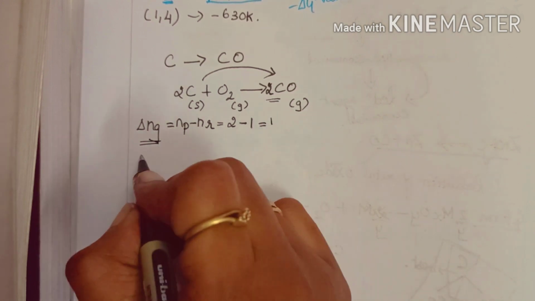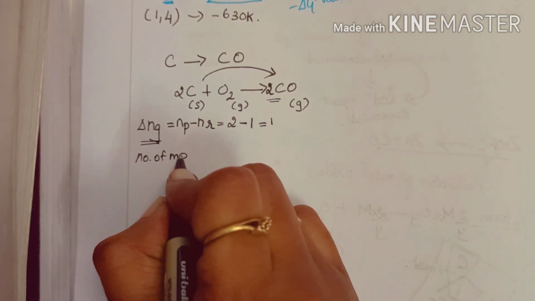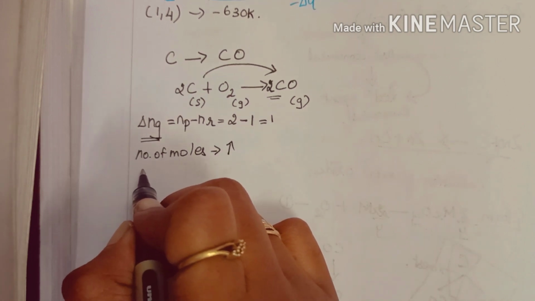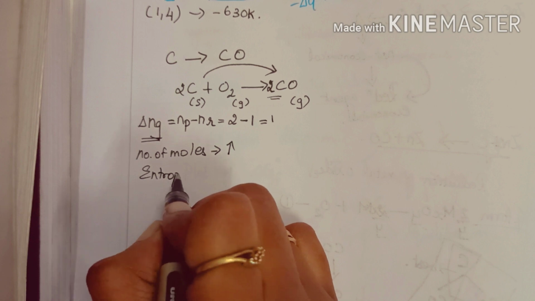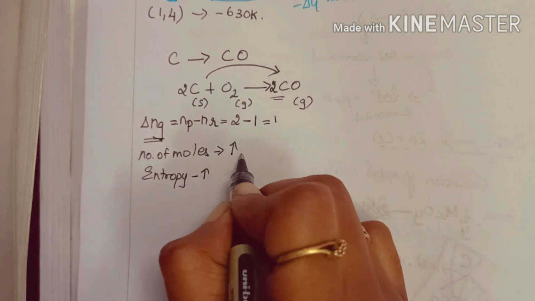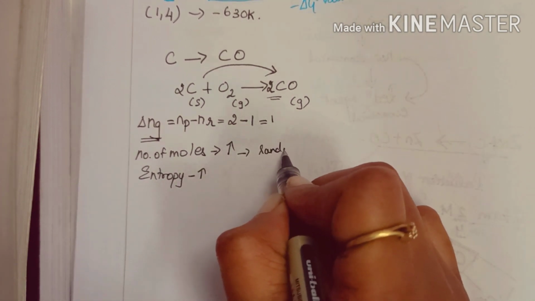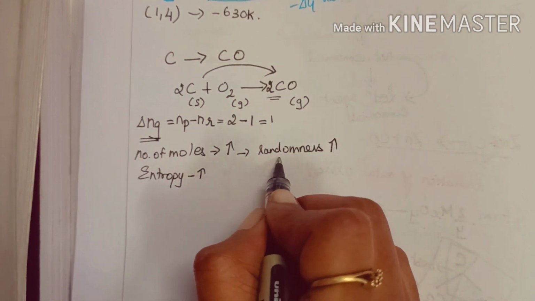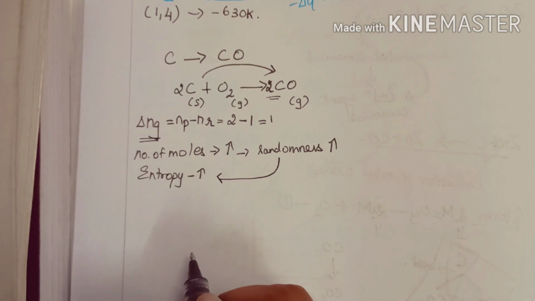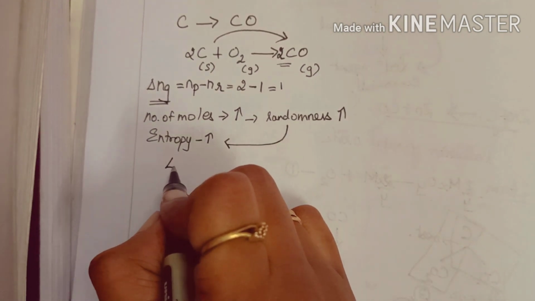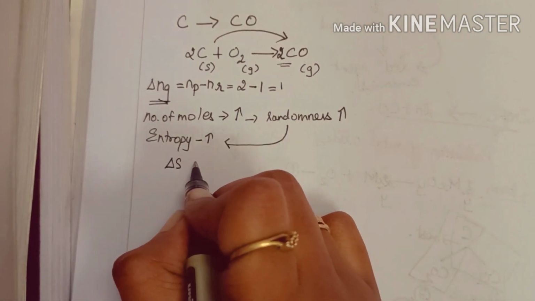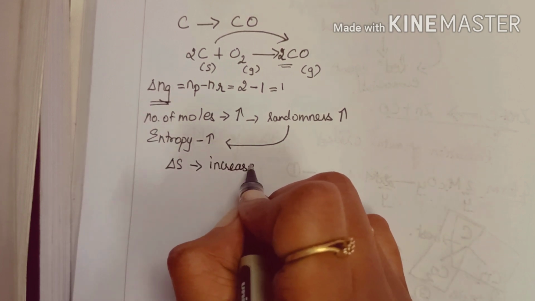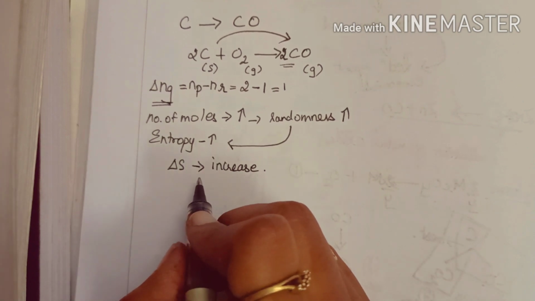So here the number of moles increases. If the number of moles increases, then what happens to entropy? Entropy will also increase. Why does it increase? Because randomness increases. If the number of moles increases, then randomness increases, therefore entropy will increase. So delta S will increase.